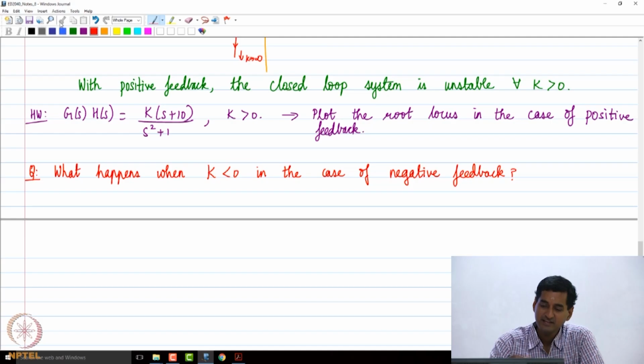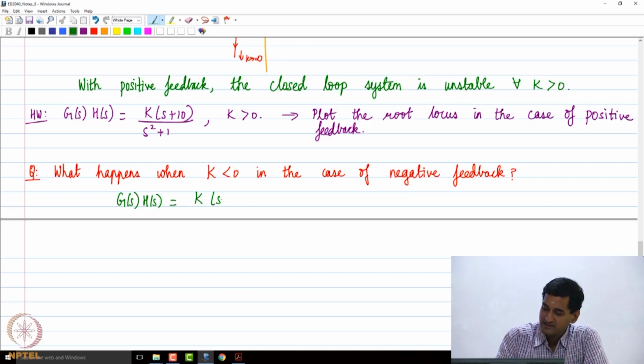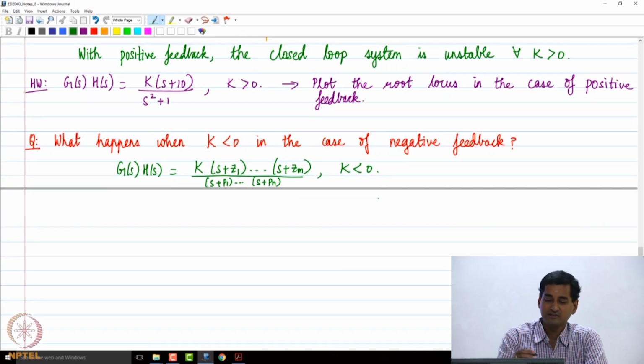So this means that G of s H of s can be written as K times S plus Z1 all the way till S plus Zm divided by S plus P1 all the way till S plus Pn. But the only change is K is now negative. So that is the change that we have. So then what happens to the closed loop characteristic equation?